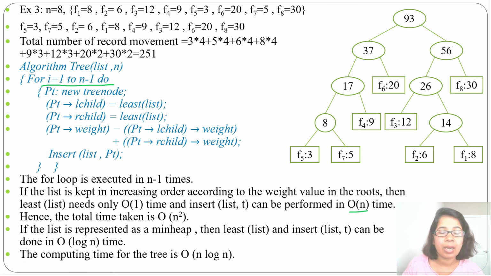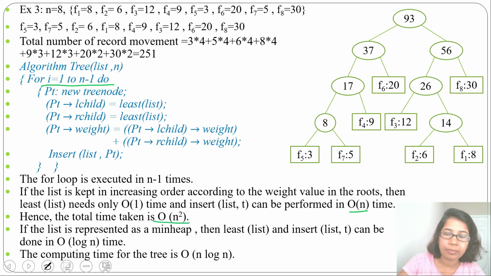So based on how the list is given, whether it is in sorted array format or min-heap format: if it is in sorted array format, running time will be order of n square for constructing this tree. And if it is in min-heap format, then running time will be order of n log n. n times we are running, and for one insertion running time is log n. So order of n log n.